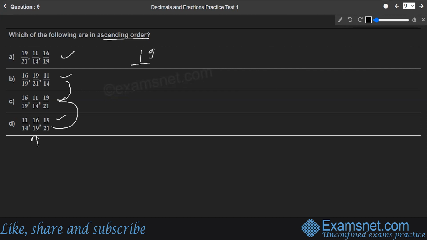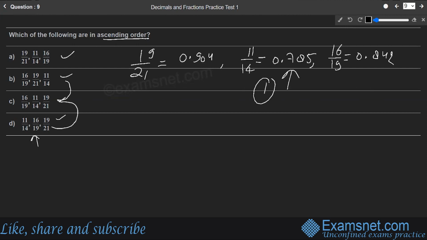So if you see 19 by 21, the value of 19 by 21 is nothing but 0.904. If you see 11 by 14, the value of 11 by 14 is 0.785. If you see the third fraction, that is 16 by 19, the value is 0.842. So clearly you can check that in ascending order, 11 by 14 should be the first one, then 16 by 19 should be the second one, and 19 by 21 should be the third one in the series. Let's see where it is going.